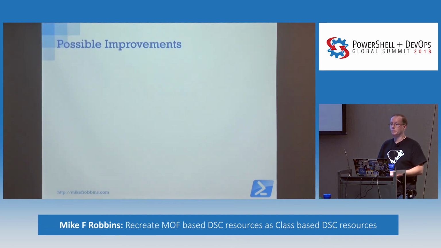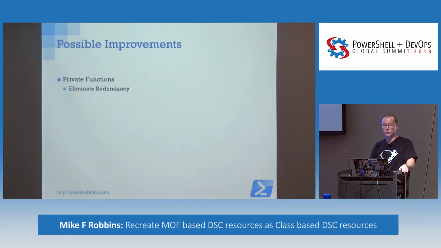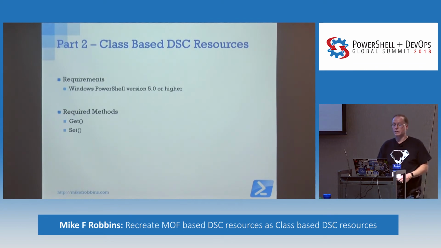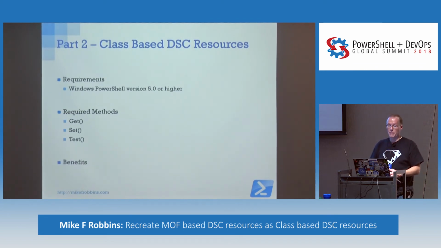And possible improvements, which I did show you: you can use private functions to reduce the redundancy of your code. You either need to use Export-ModuleMember to only export the target resource functions, or you can use FunctionsToExport in the module manifest. So I showed you part 2 already, and class-based resources, PowerShell 5 and higher. It's got 3 required methods, and the benefit to me was no MOF.